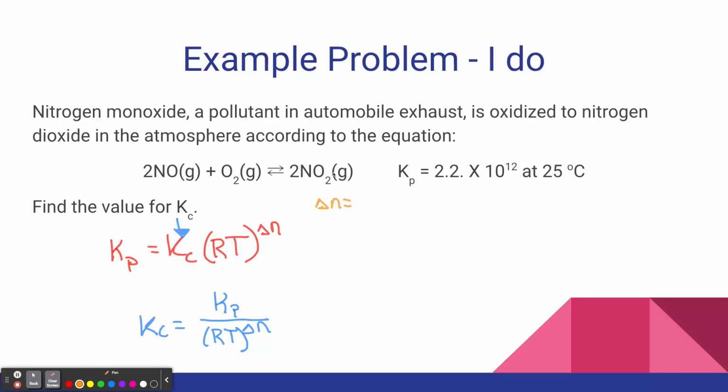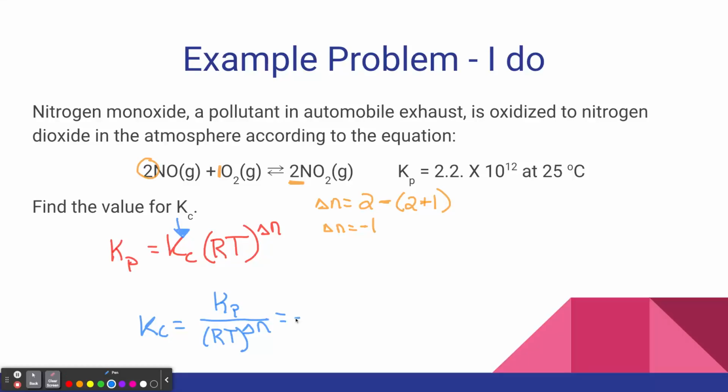So delta N is the sum of the stoichiometric coefficients of the products. So there's only one product, and there's a 2 there, so we're going to put 2 minus the sum of the stoichiometric coefficients of the reactants. So we have a 2 from nitrogen monoxide plus, remember, a 1 from oxygen. So delta N is going to be -1. Well, now that we have that information, everyone, I can just go in and start plugging my numbers into my Kc expression.